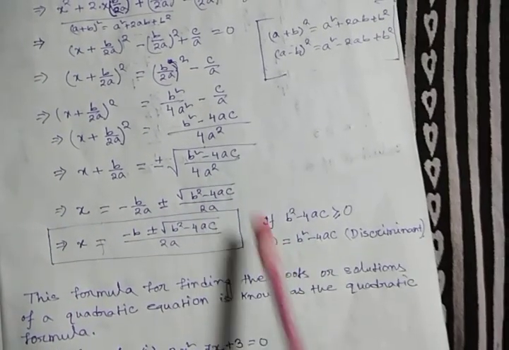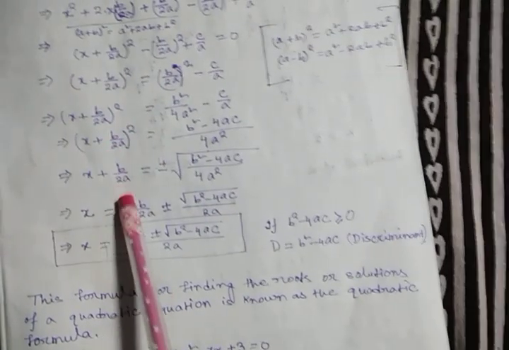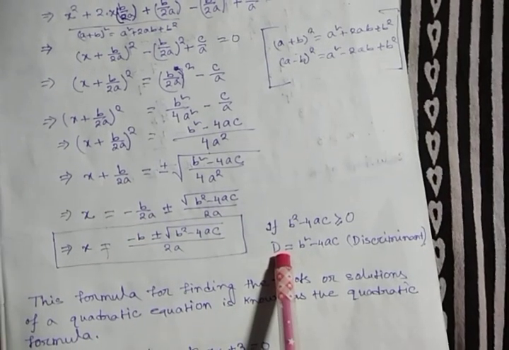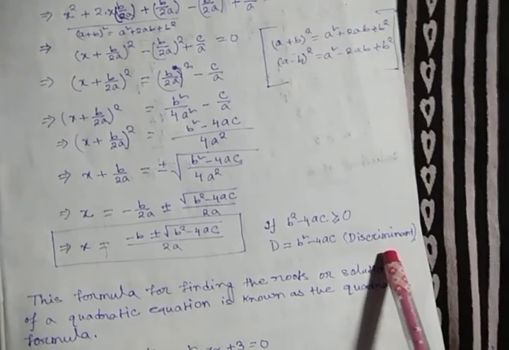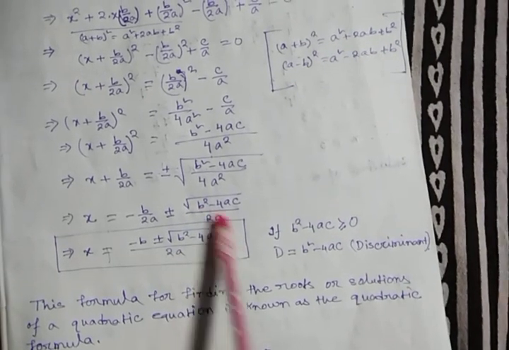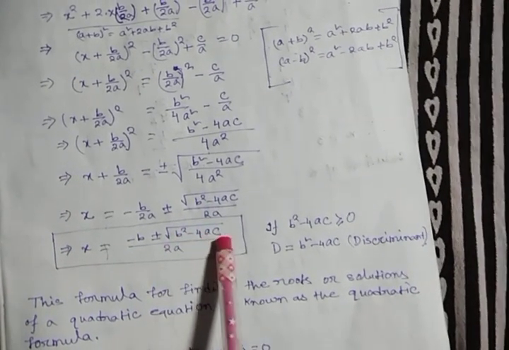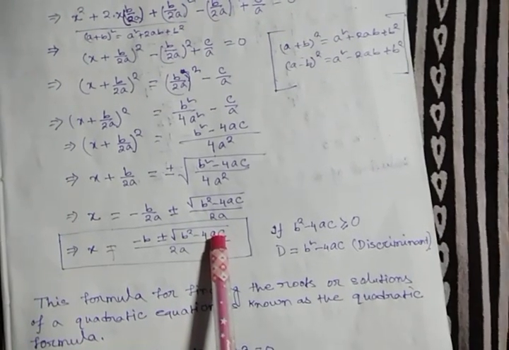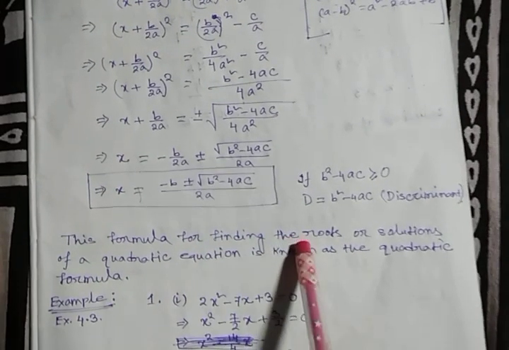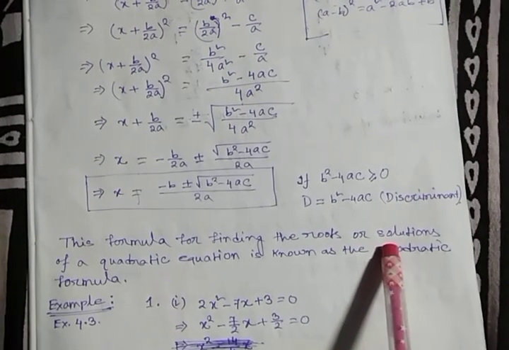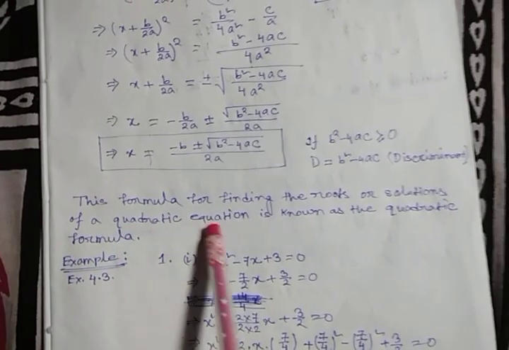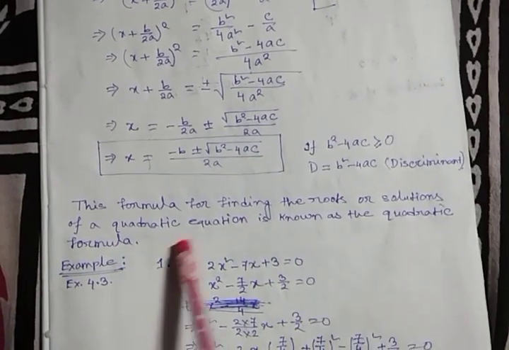So this total process is known as completing the square. But we are finding this formula, and D is equal to b square minus 4ac. It is known as the discriminant. That means under the root of this formula, b square minus 4ac is known as the discriminant of this quadratic formula, and this formula for finding the roots or solutions of a quadratic equation is known as the quadratic formula.